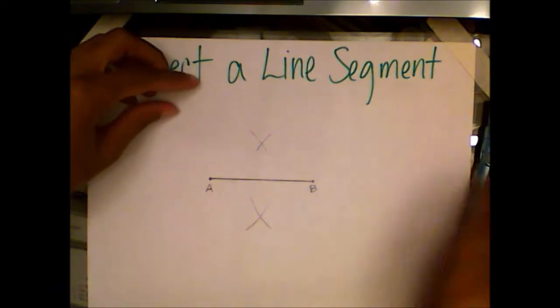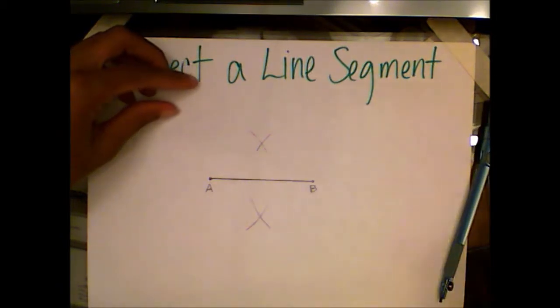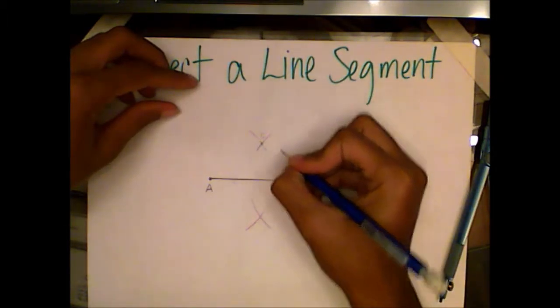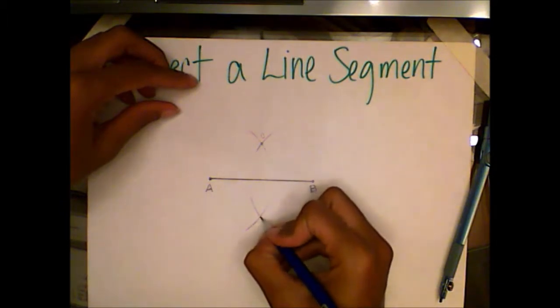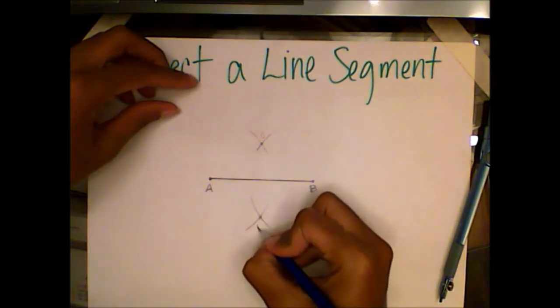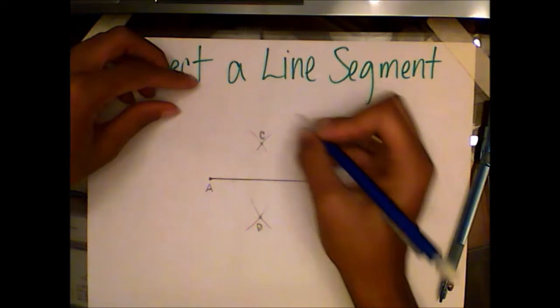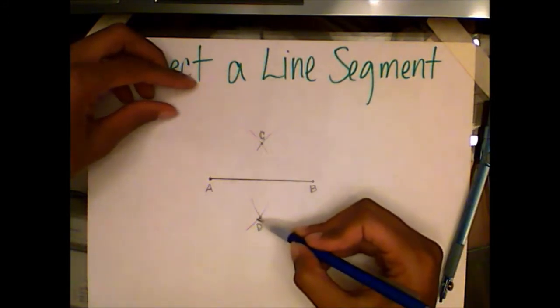Now where the top arcs intersect right there, I'm going to call that point C. And where the two bottom arcs intersect, I'm going to call this point D. I'm going to make those a little darker for y'all to see. So we have point C on top and point D on the bottom.